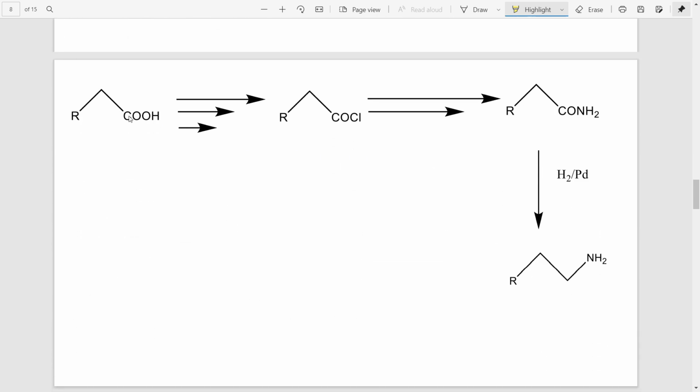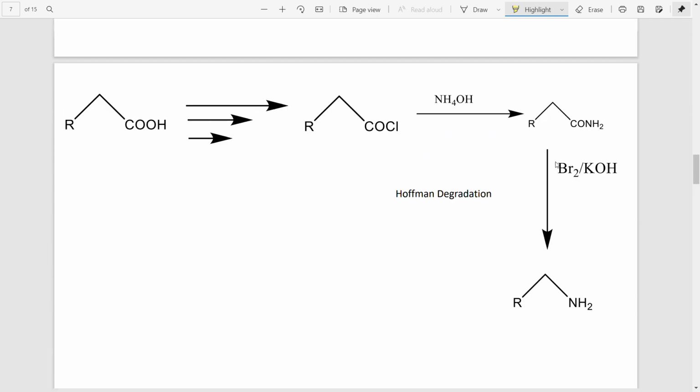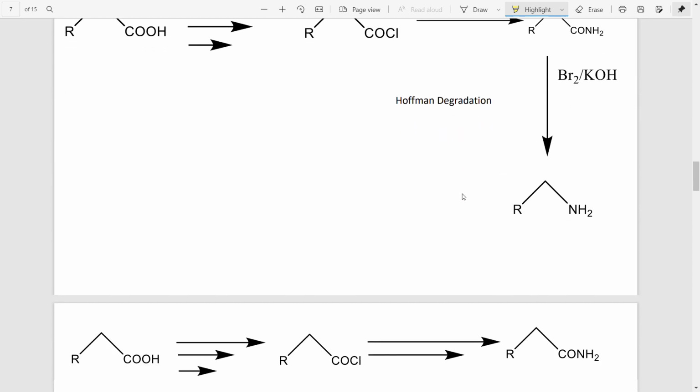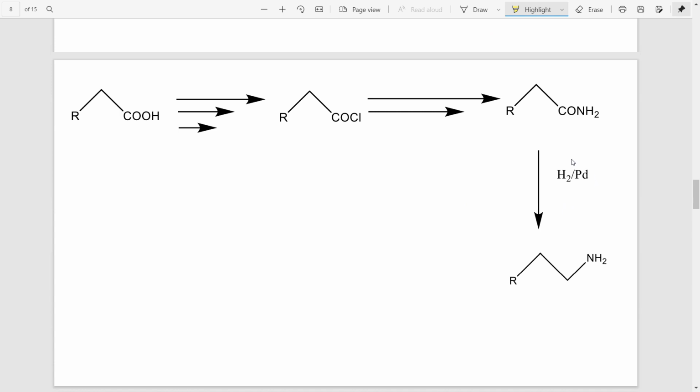Now let's see from acid to amine with same number of carbon. That is the same step with only change in one reagent. That is, in previous we have used bromine KOH to reduce one carbon, but normally if you use hydrogen and palladium, then no reduction in carbon, directly reduction will take place.